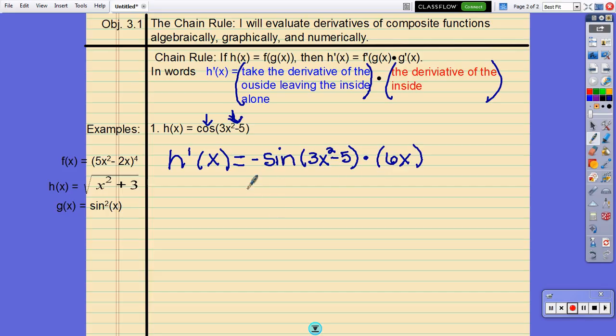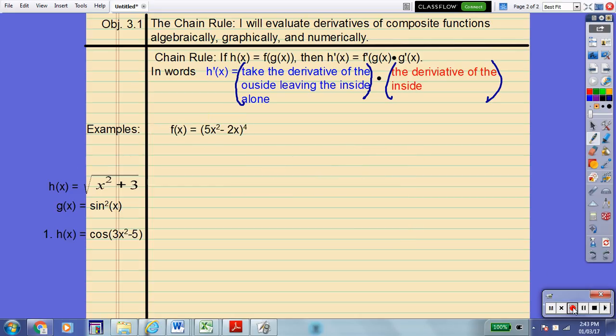If this were a multiple choice test, they will more than likely bring that 6x to the front, which is totally legal through the commutative property. And you would more than likely see it like this. You can't really distribute because this is a sine function. It's being multiplied. And so you're done. That's it. Example 1 done. Let me set everything up to do example 2.